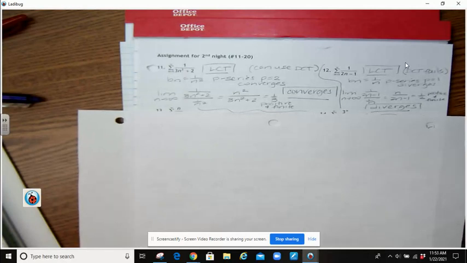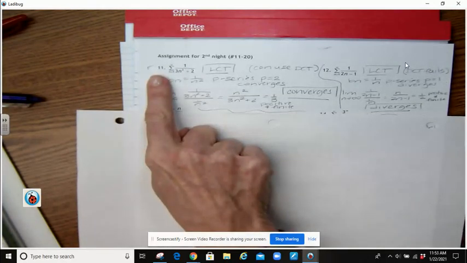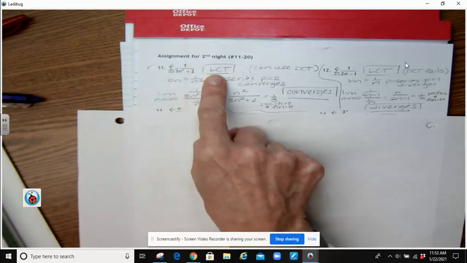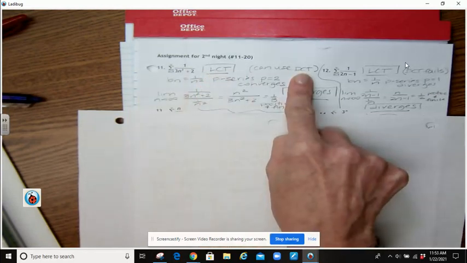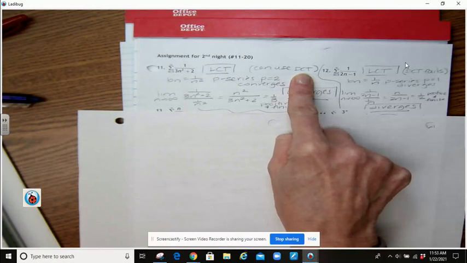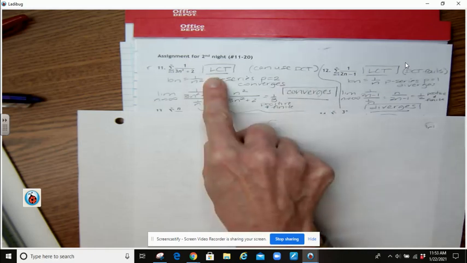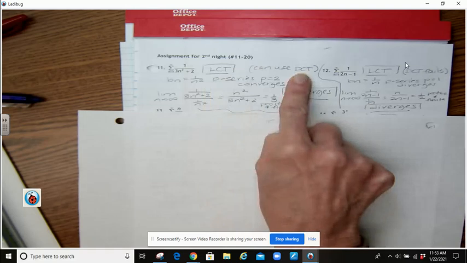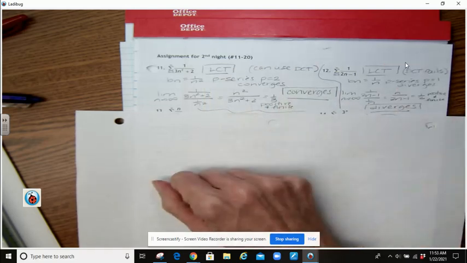So the number 11, I use limit comparison test. You can use the direct comparison test. It would work as well. As I mentioned before, generally, if I'm going to compare to a p-series, I use limit comparison. And if I'm going to compare to geometric, I generally use direct comparison. So that's no different right here.